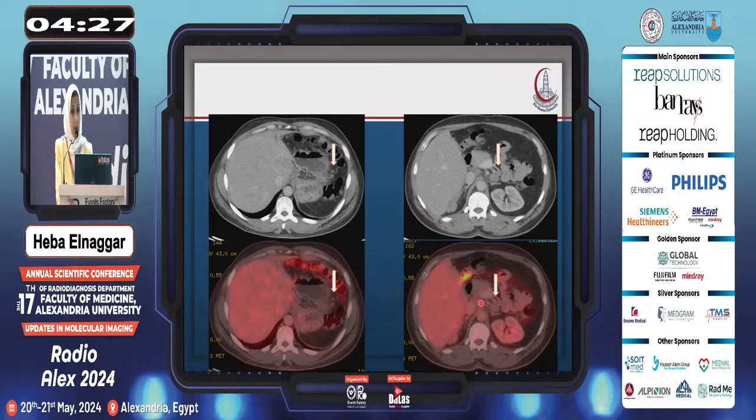This is called the metabolic signature. The primary tumor was non-FDG avid, so its deposits will be non-FDG avid too. This case was reported as metastatic neuroendocrine tumor, and we suggested the further follow-up will be done with 68 gallium DOTA for proper assessment of these deposits and if any other hidden lesions not apparent in the FDG.